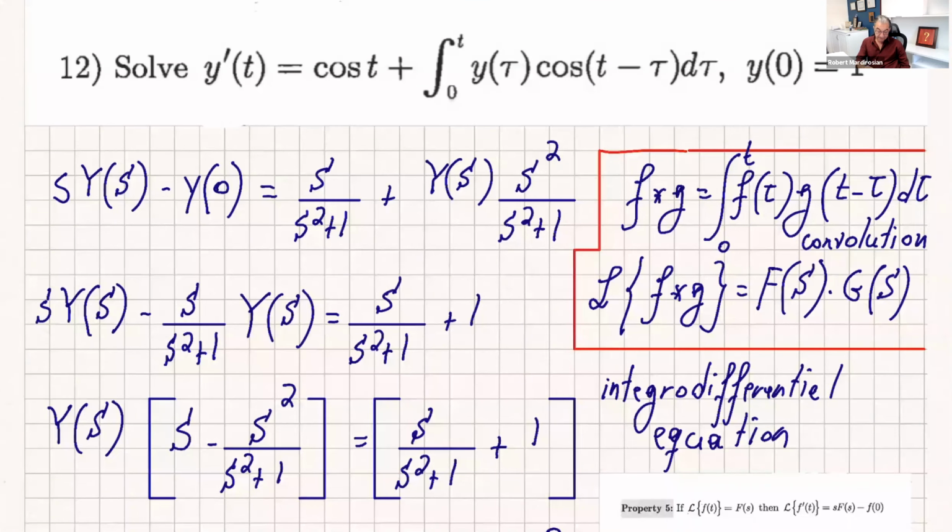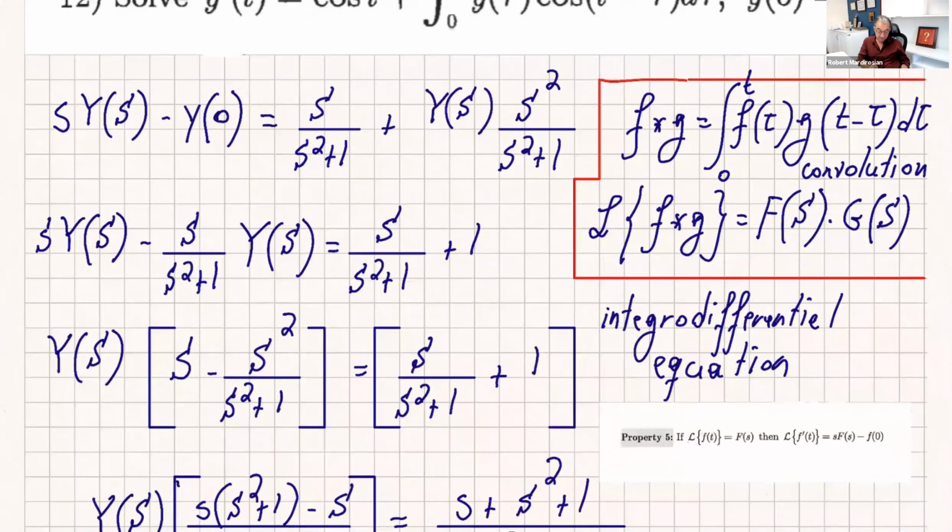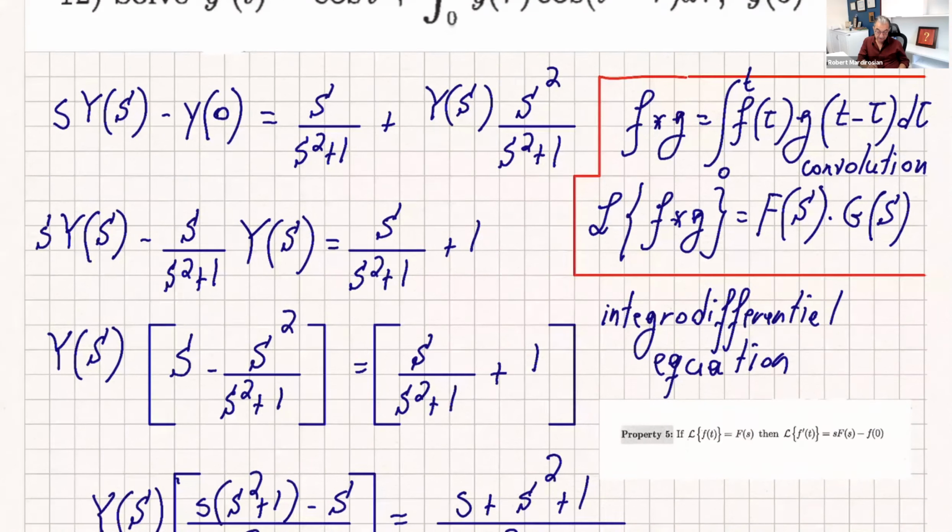Now we know y of 0 is 1, and our goal here is to isolate y of s and use the inverse so you can find the function. So you just use some algebra. Take all the terms with y of s to one side, so you subtract y of s times s squared over s squared plus 1, and add 1 to both sides.